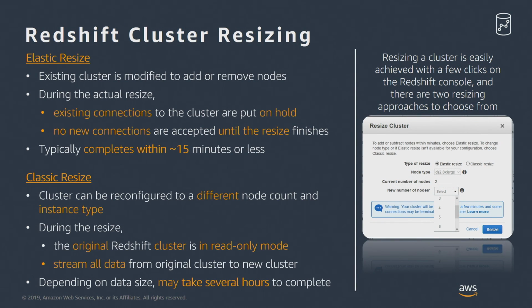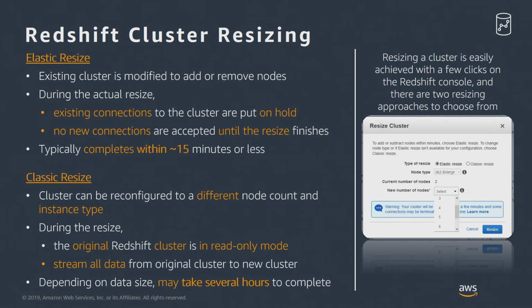And then resizing. There's a new option called Elastic Resize, and this is going to give you the ability to add nodes of the same type to your cluster. So let's say we've got a 4-node DC2 large cluster with, I don't know, what is that, 640 gigs of storage, and we want to add another 4 nodes to it. Traditionally, we would put the cluster in read-only mode, and we would copy the data to a new cluster, and this would take hours. This is a lengthy process. With Elastic Resize, we're able to add nodes of the same type very, very quickly, in a period of minutes.